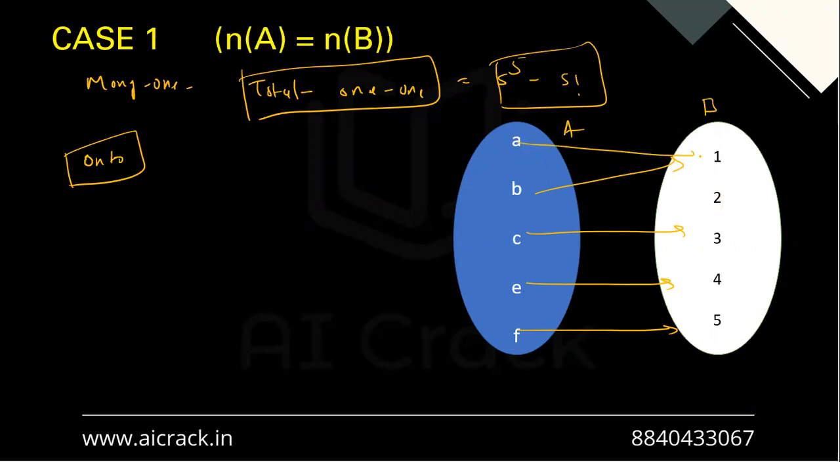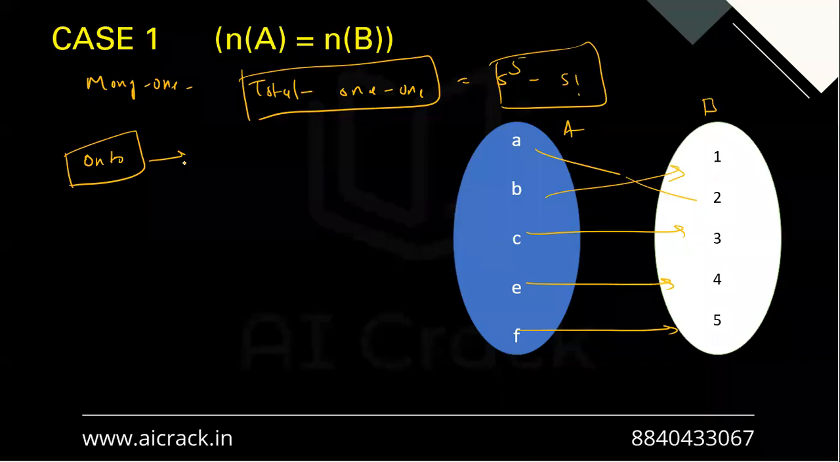I cannot do this. When I'm doing this, 2 is left behind, which is not possible for the onto case because range is not equal to codomain. Over here, codomain is 1, 2, 3, 4, 5. But in this case, range would be 1, 3, 4, and 5. That is not possible. So this is the only case: singular kind of mapping, 1-1 mapping.